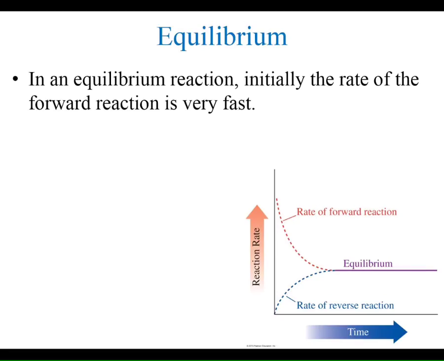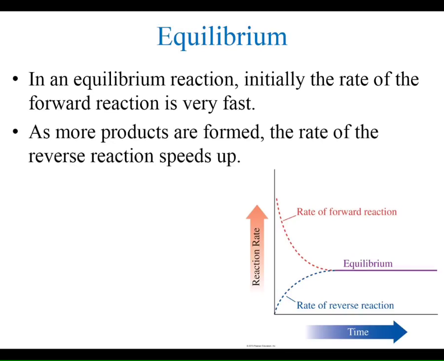So if this was the rate of the forward reaction, at first it's 100% reactants, no products, so it's really easy for them to find a buddy. But over time they're used up, and it's a little harder to find a buddy, and a little harder again, so it gets slower and slower and slower.